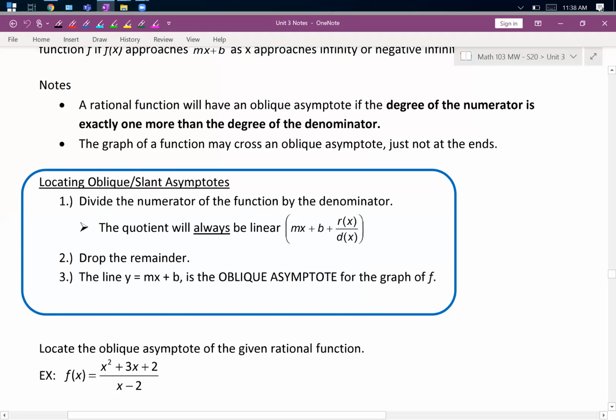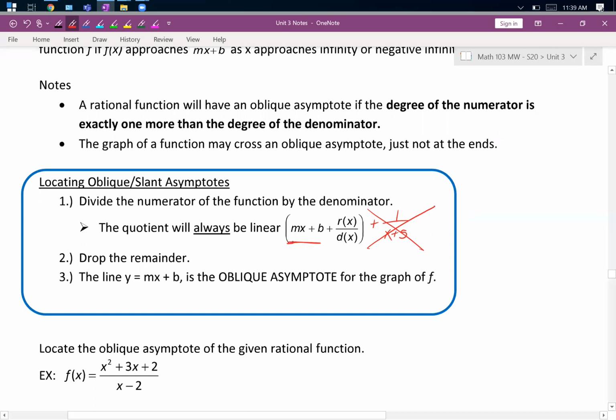Since our quotient is going to be linear, our remainder is going to look something like just 1 over x plus 5. And we saw with our horizontal asymptotes discussion that as x approaches positive infinity, a fraction like this is going to get smaller and smaller until it's practically 0. So we are going to drop our remainder, because as x approaches infinity, that remainder is going to be approaching 0. So we're just going to drop it.